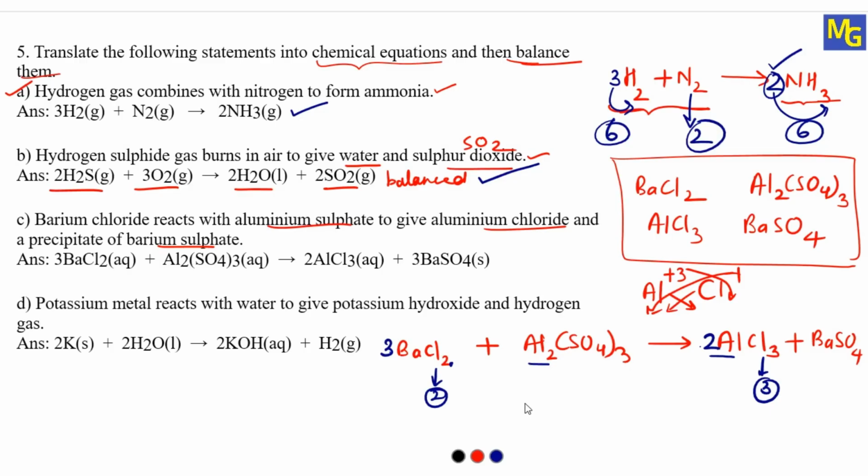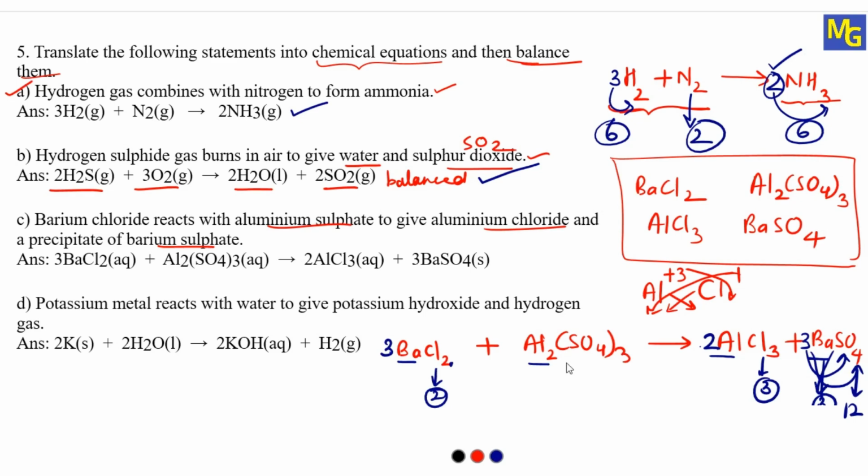Now, if you see Ba it is 3 here, but on the right hand side Ba is only 1. So I'll write here 3. When I write 3 for Ba, S is changing. S became 3 and O became 4. Sorry, 3 4s are how many? 12. And this S became 3.